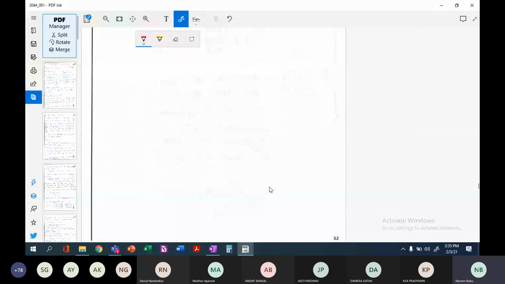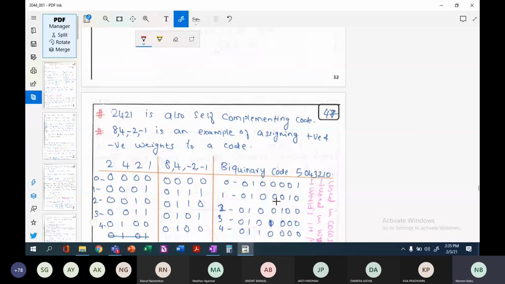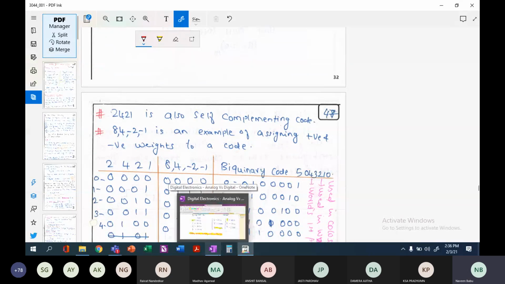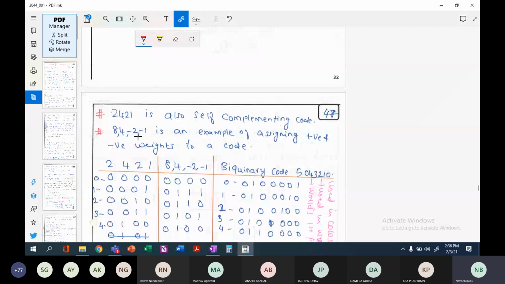Okay. Now let's move further, let us see 2 more codes. We have already said that 2421 is a self-complementing code, and at the same time 84-2-1 is also a self-complementing code. 5043210, they are all self-complementing codes. Now, just for the sake of an example, let us see what a 2421 code is.